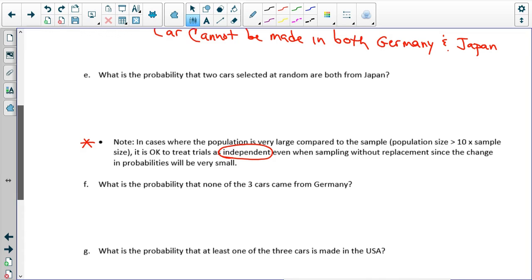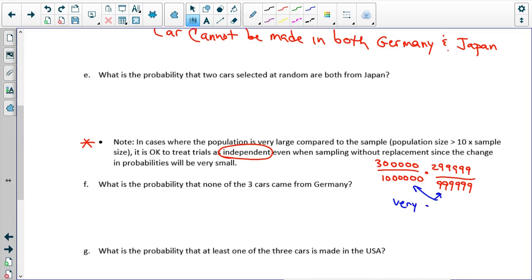So let's say there are 1 million cars. The probability that a car was Japanese was 30%. So that's essentially, if there were 1 million cars, and there are actually more than that, 300,000 out of 1 million is the probability of the first one being Japanese, and 299,999 out of 999,999 would be the probability that the second one is Japanese. Now notice that while this is technically not the same as 3/10 times 3/10, it is awfully close. So it's very close to 0.3 times 0.3. And so this is why this rule exists.